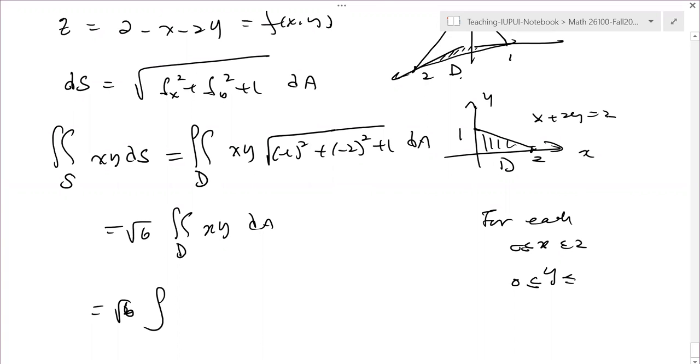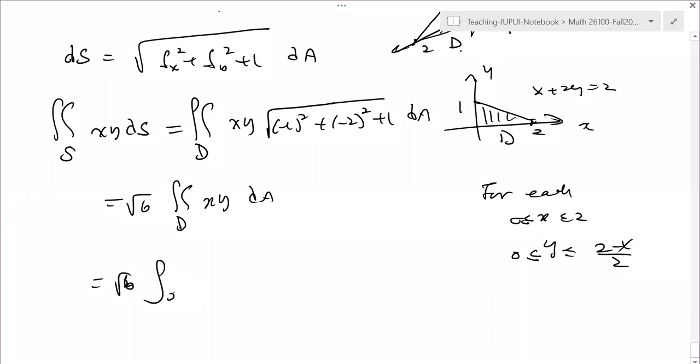Okay, so when y = 0, x is 2. When x = 0, y is 1. Okay, so that is going to be the upper bound for the y, which will be (2 minus x) divided by 2. All right, so x is between 0 and 2 dx, y is between 0 and that.